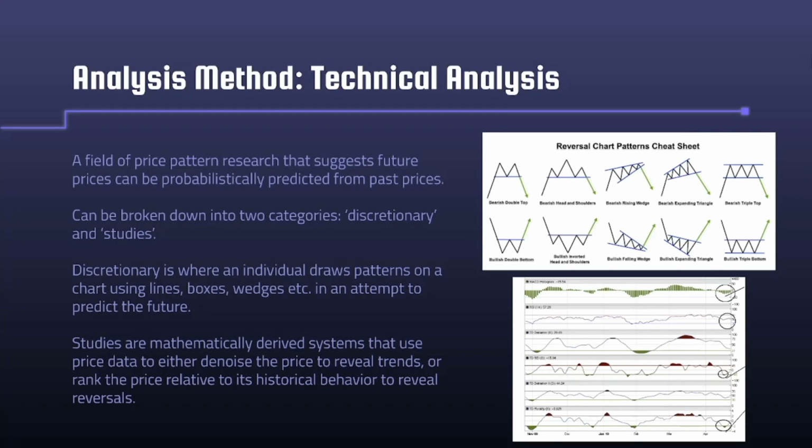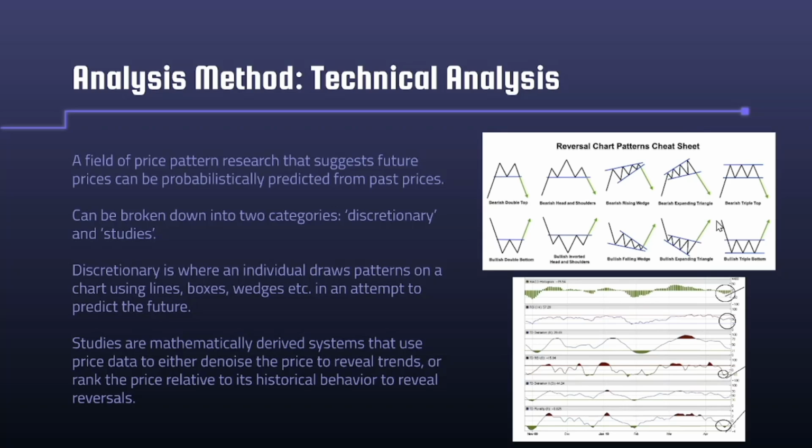Which leads us to our last one. Last analysis and method is technical analysis. So this is a field of price pattern research that suggests future prices can be probabilistically predicted from past prices. This can be broken down into two categories, in my personal opinion: discretionary and studies. Discretionary is where an individual draws patterns on a chart using lines, boxes, and wedges, etc., in an attempt to predict the future. You can see here, this is a classic example, head and shoulders patterns is typical.